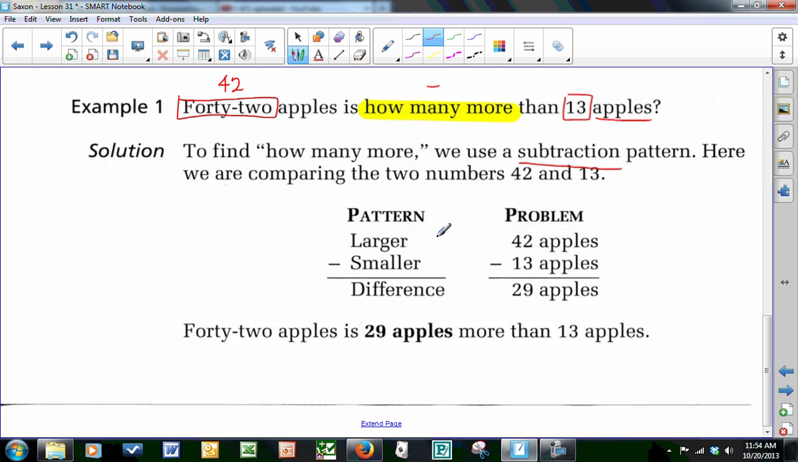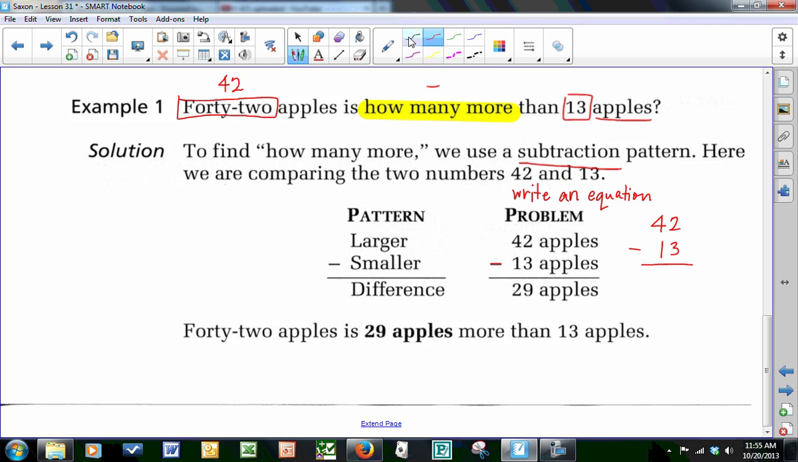So we're going to write our pattern by writing the larger number first, 42 apples, subtracting the smaller number, 13. And 42 apples minus 13 is the equation. Remember the other day we learned to solve problems by writing an equation. And an equation, we said, is just a number sentence that uses the equal sign to show that quantities are equal.